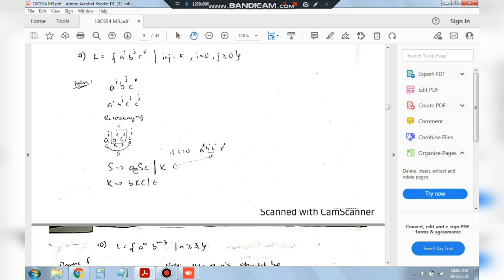Suppose I want to generate a string abcc, let me write it down here. What I will do is first write aSc. After writing aSc, we need bc in the middle part. How to write the bc in the middle part? This can be substituted as K. What is K? K is bKc. So I'll write here abKc, and bKc's K can be substituted as epsilon, so I'll write bc. So here I get abcc.